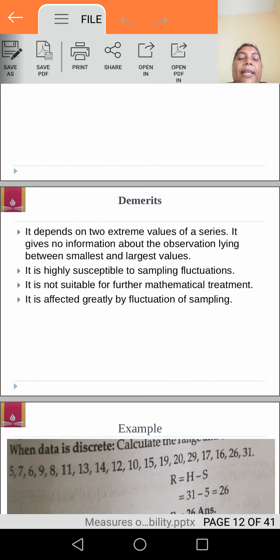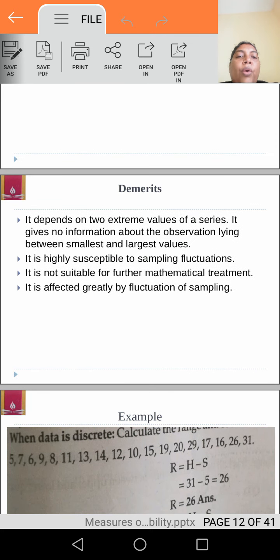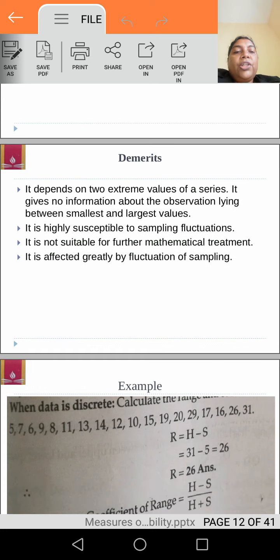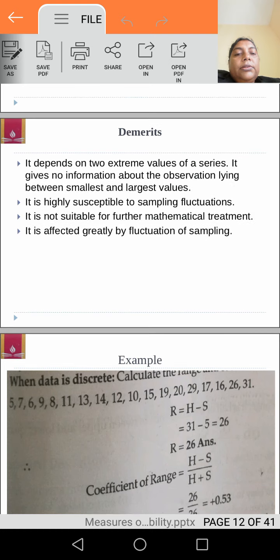Which are the demerits? It depends only on the two extreme values of the series and gives no information about the observations lying between the smallest and largest value. And it is highly susceptible to sampling fluctuation and not suitable for further arithmetic treatment. Let's see an example for range.